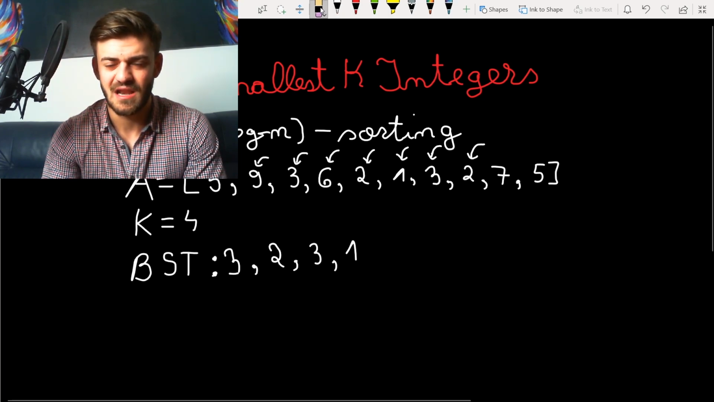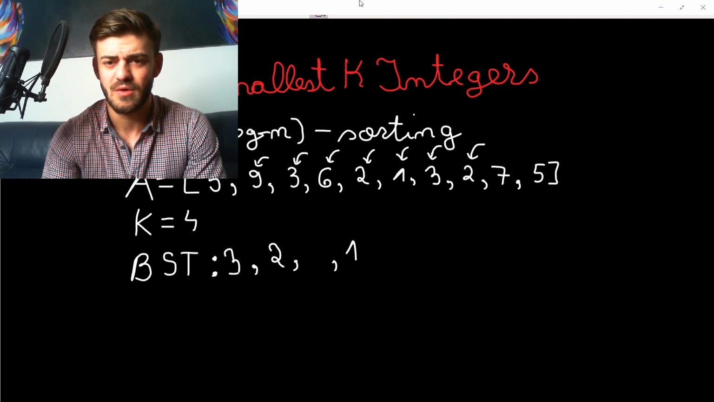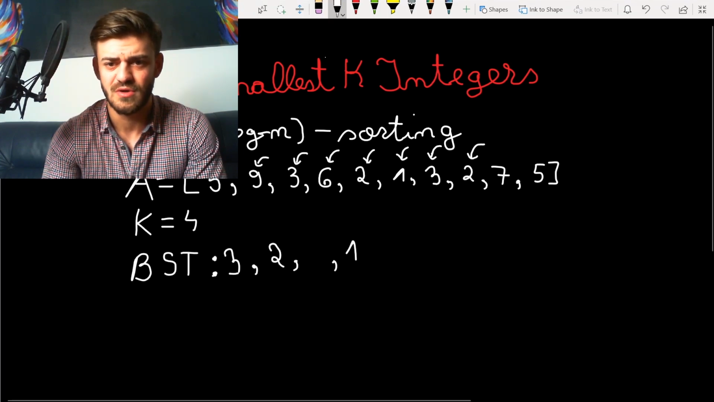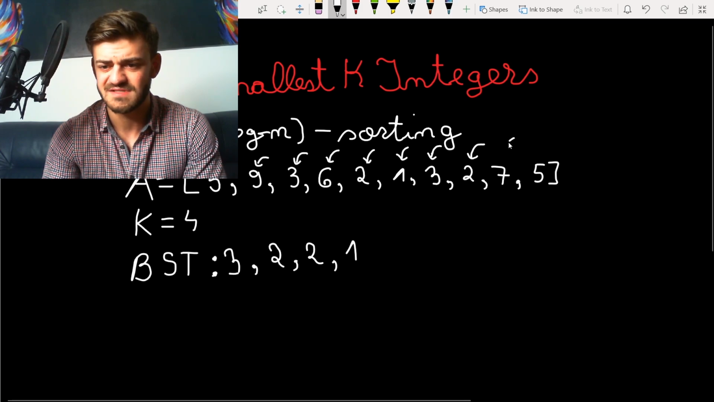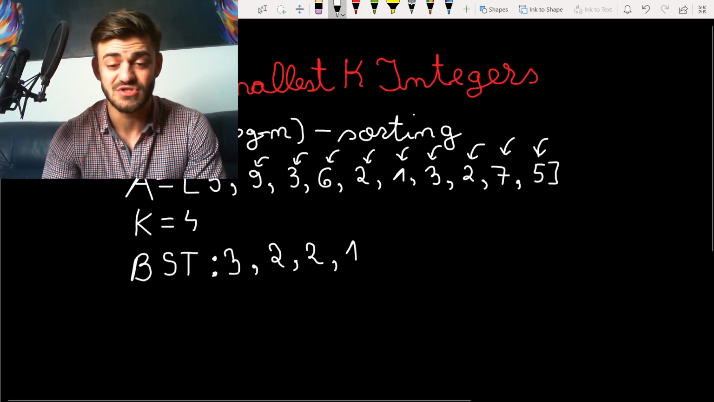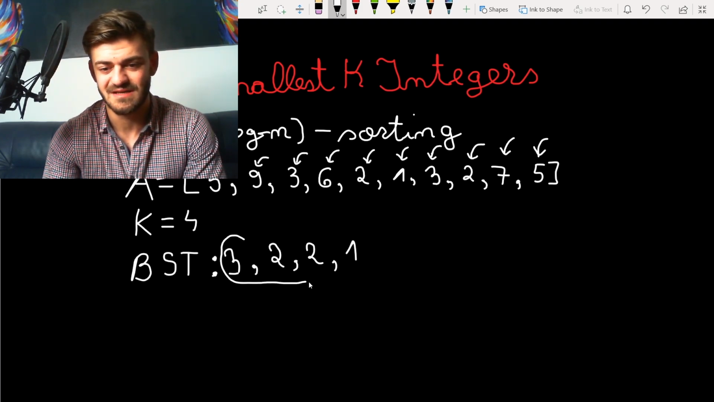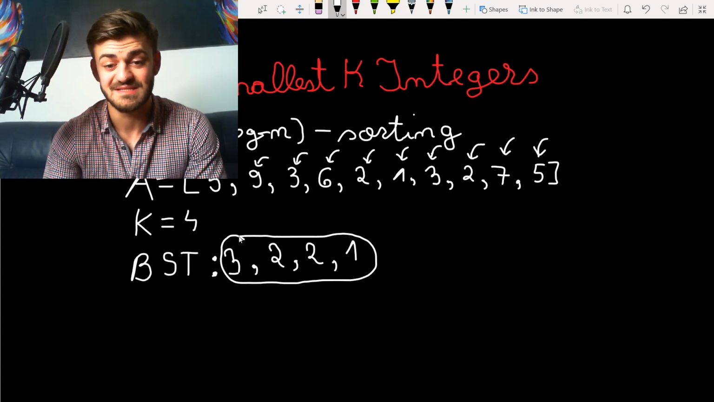Now the largest element here is 3, so we either delete this 3 or this 3. Let's take this one for example, it doesn't really matter, and we will insert our 2. Then for the next step we will have 7 and 5, which are both greater than our greatest element here, which is 3. In the end, obviously, our answer is going to consist of the elements in this BST.